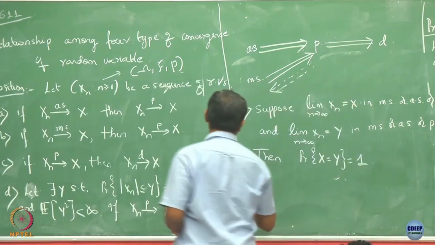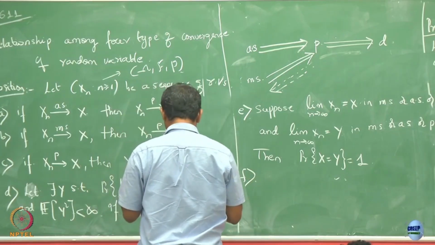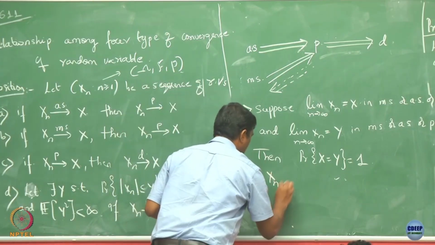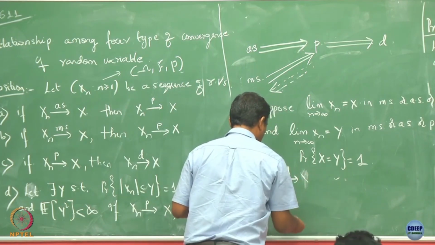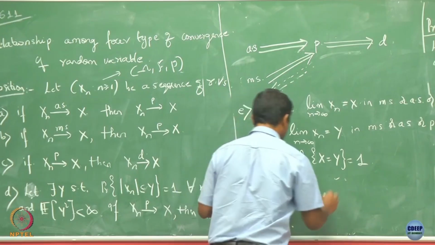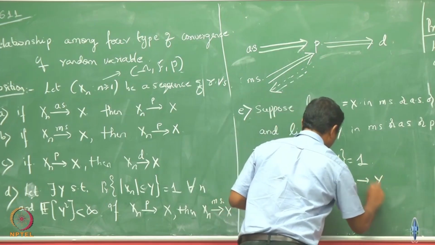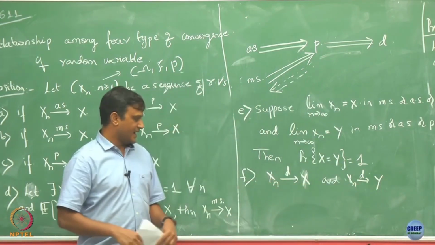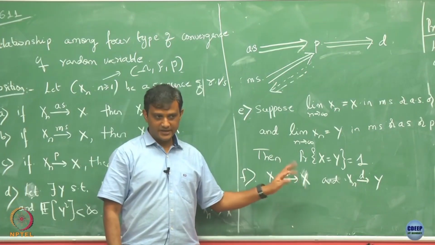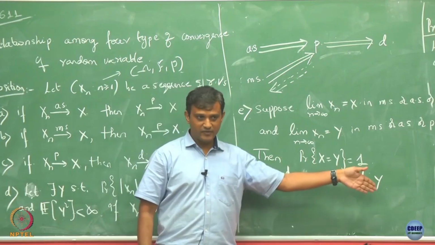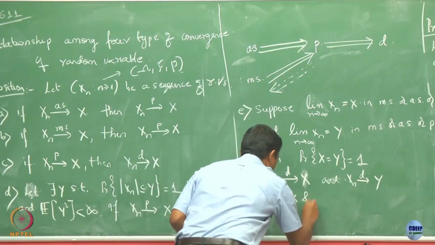Fine. So the last point is, suppose I have Xn converging to X in distribution and Xn converging to Y in distribution. So let us say I establish that Xn converges to some random variable X in distribution, and Xn converges to another random variable Y, again in distribution, then it must be the case that X and Y have the same distribution.